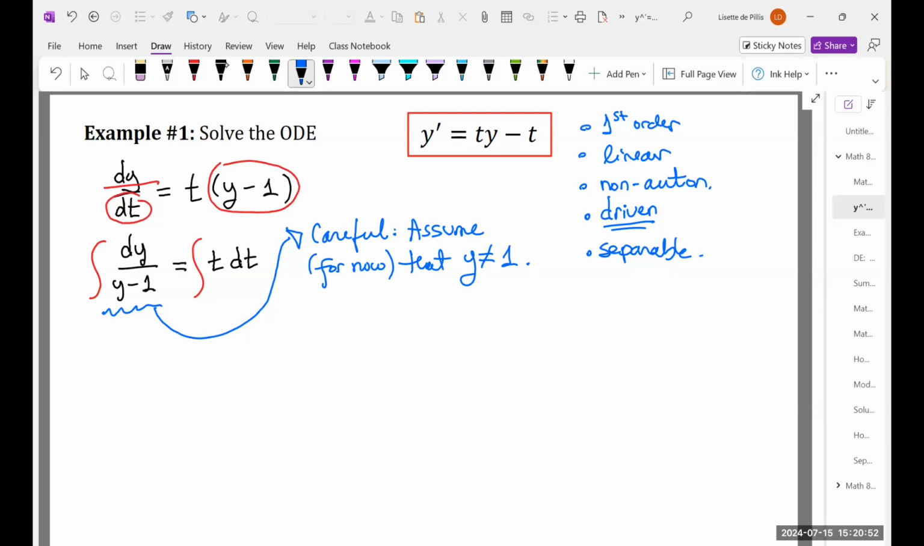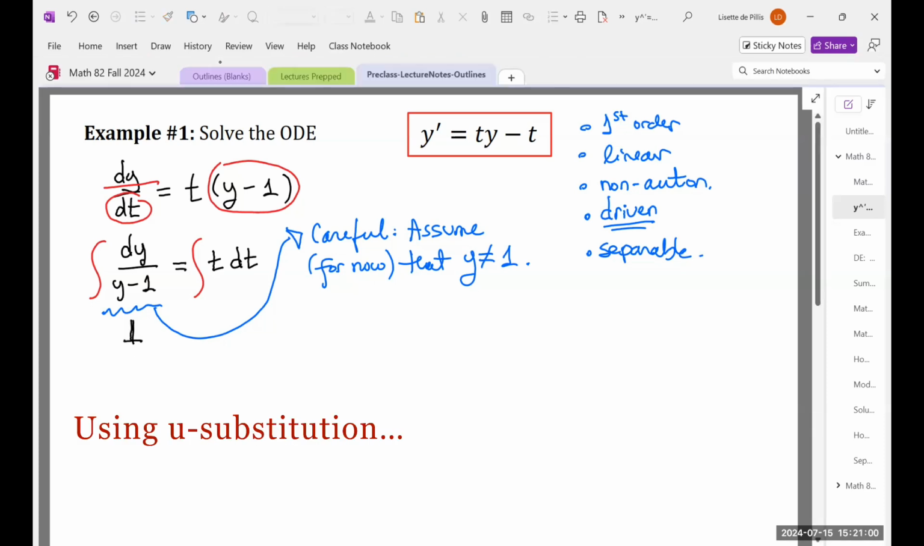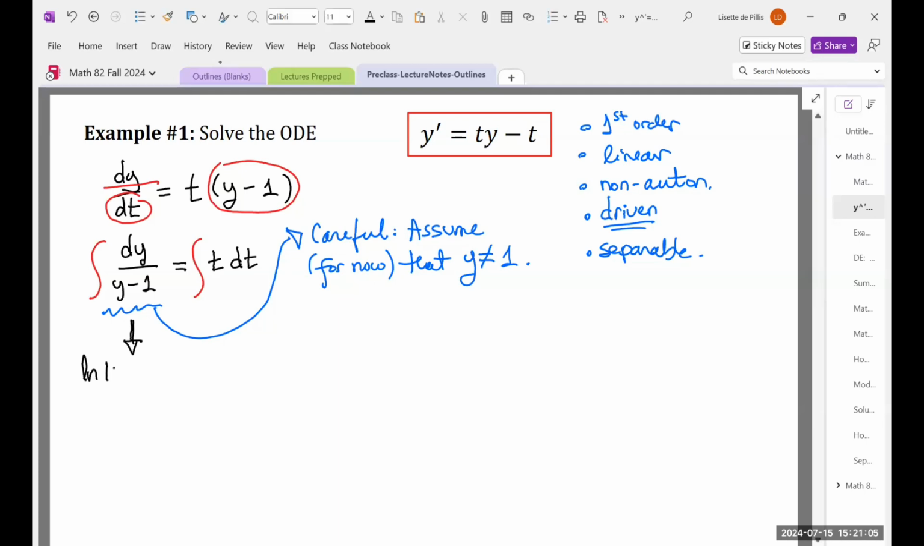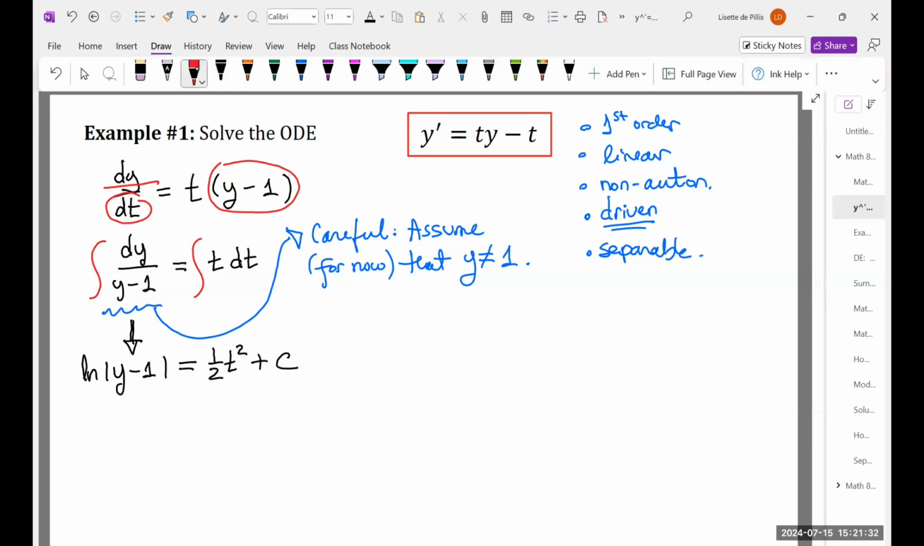All right. On to integrating both sides. Integrating dy over y minus 1 leads to natural log of the absolute value of y minus 1. Don't forget absolute values. And integrating t gives us 1/2 t squared. What else should we not forget? Don't forget the constant of integration. Okay, now remember that I'm integrating now in the indefinite form because I don't have limits of integration, but you could integrate in a definite form as well.